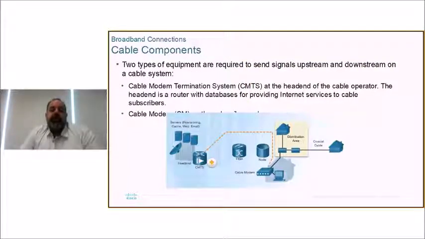So two types of equipment are required to send signals upstream and downstream on a cable system. You need a CMTS, or cable modem termination system, at the head end of the cable operator. The head end is a router with databases providing internet services to cable subscribers, and then there's a cable modem. And I only just noticed the picture covers up the text, but anyway, that's basically the other end of the link.